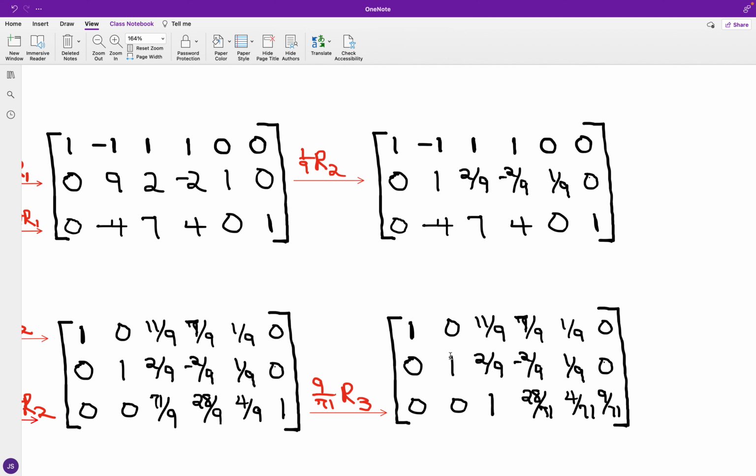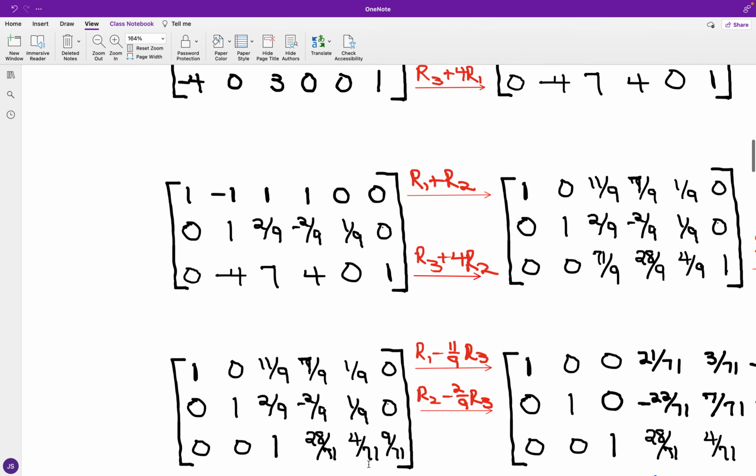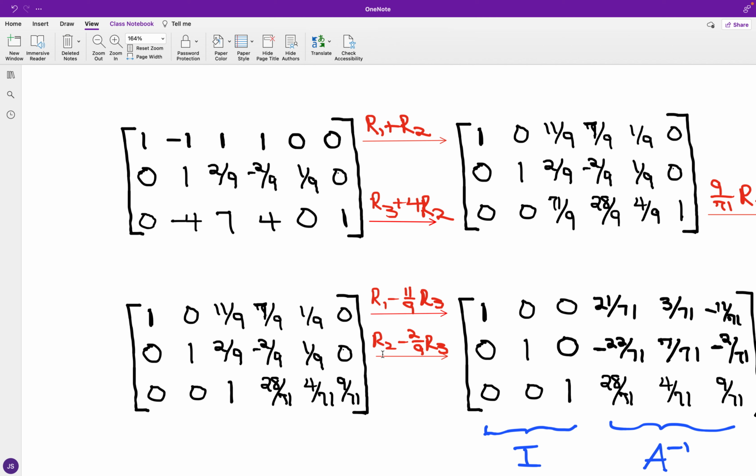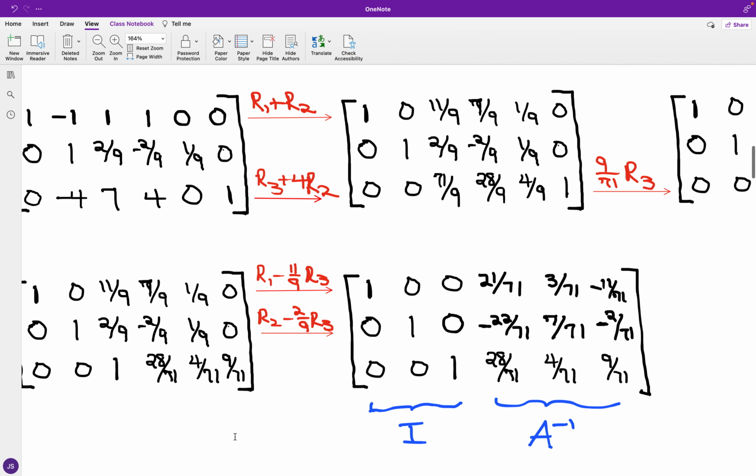Again, I have 1, 0, 0, 0, 1, 0, and the 11 ninths and the 2 ninths from the third column I want to be changed over to 0. So from the top row elements, I'm going to take away 11 ninths of the corresponding elements from the last row, and simultaneously, to change the 2 ninths to 0, I'm going to take the second row elements and deduct 2/9 of the corresponding third row elements.